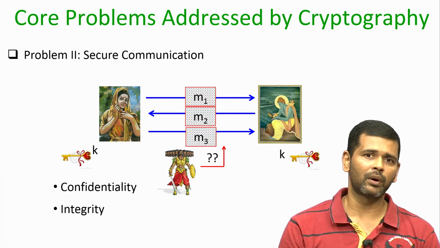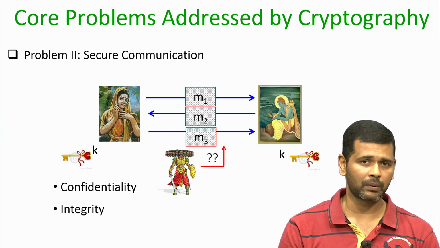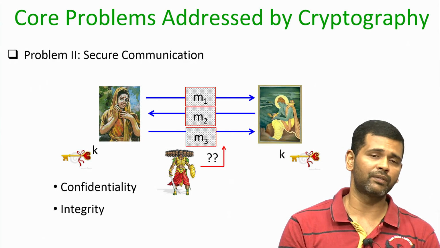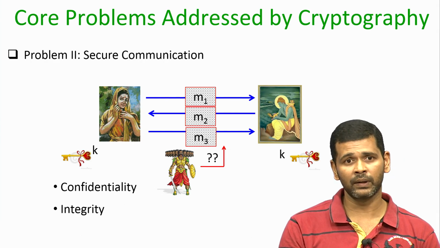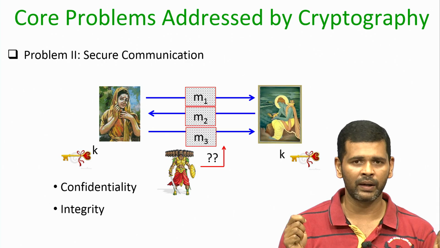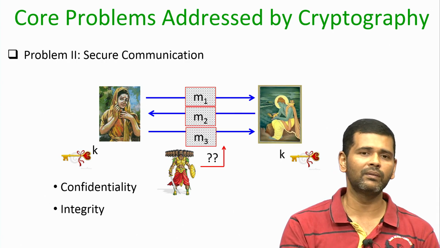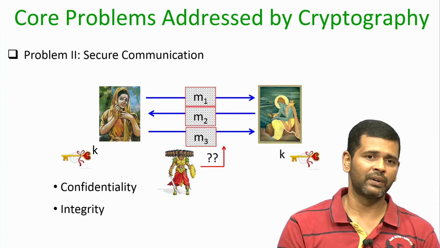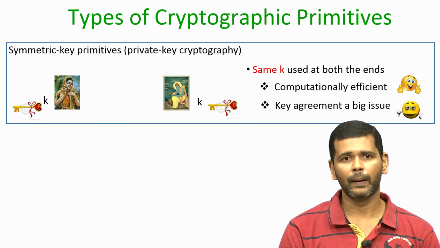So, that is the second core problem addressed by cryptography, and this will be the theme of the first half of the course, namely symmetric key cryptography, where we will assume that somehow the sender and the receiver have already agreed upon the key, and our goal will be to solve the problems of confidentiality and integrity.